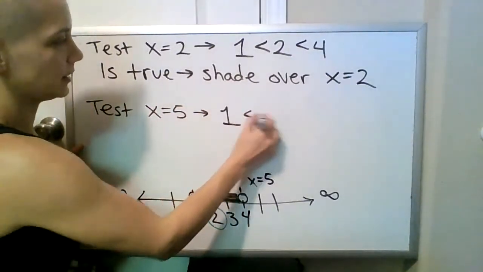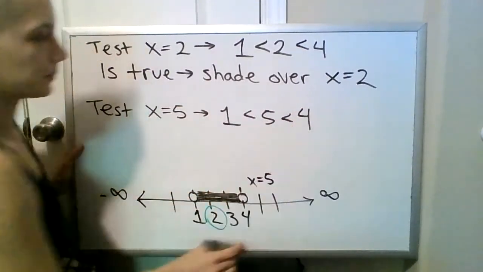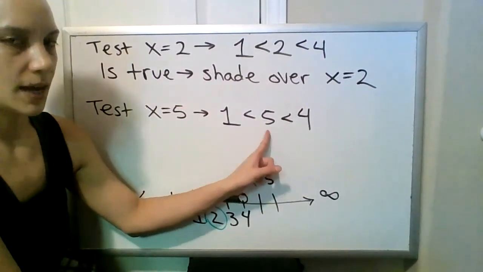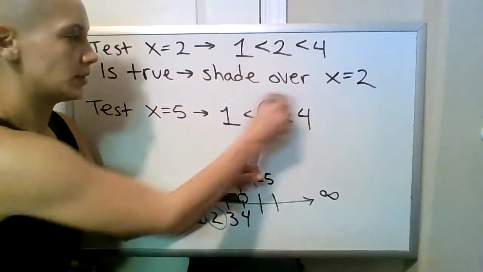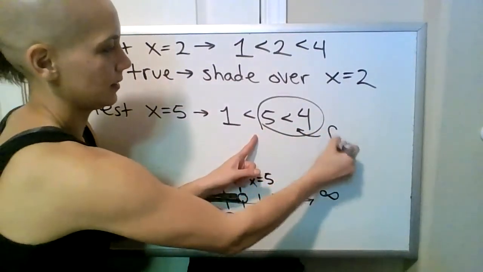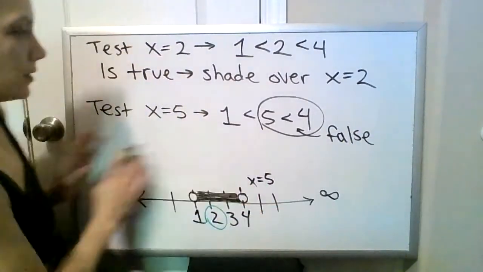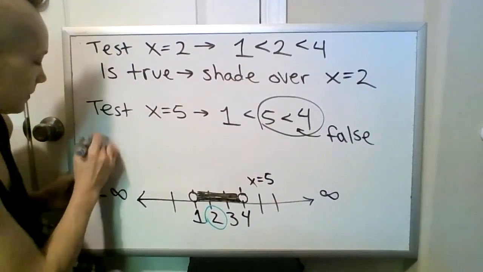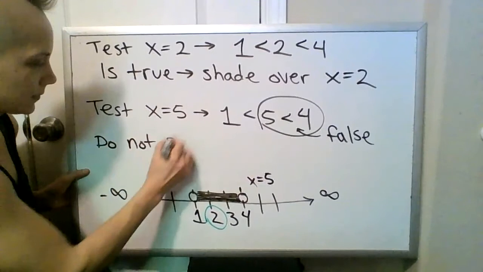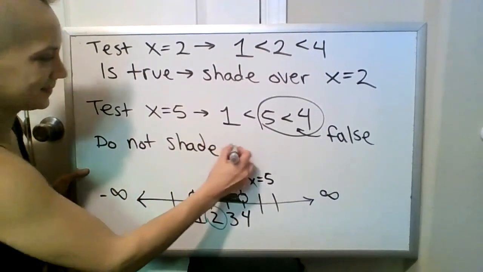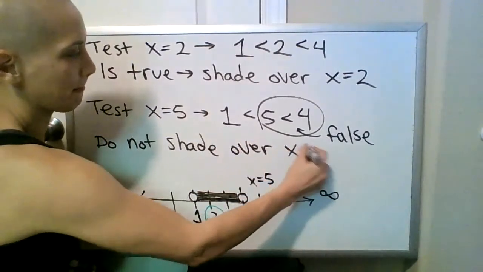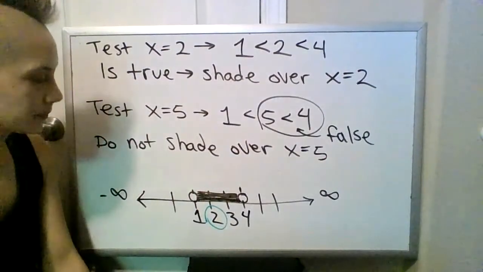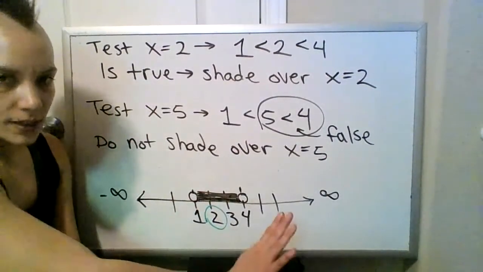It's 1 less than 5, that less than 4. So the first part's okay. 1 is less than 5. However, 5 less than 4 is false. So the whole statement is false, and you do not shade over x equals 5. So there's the graph.